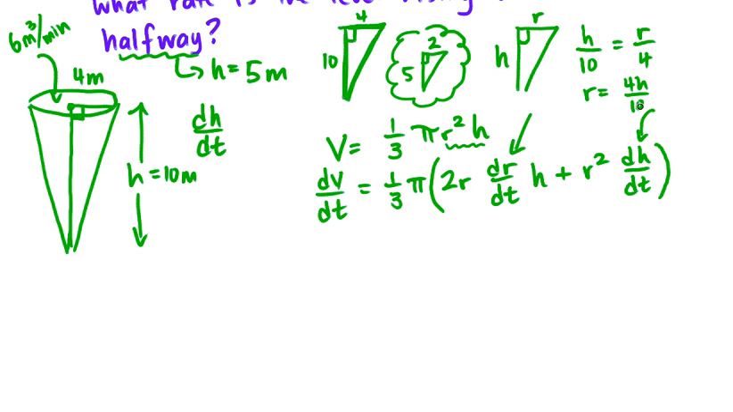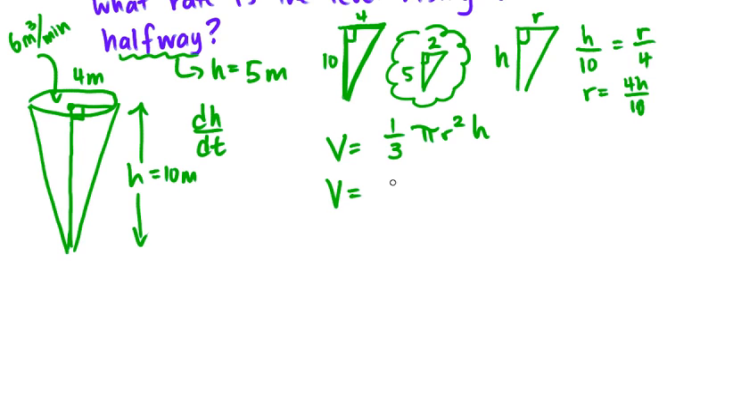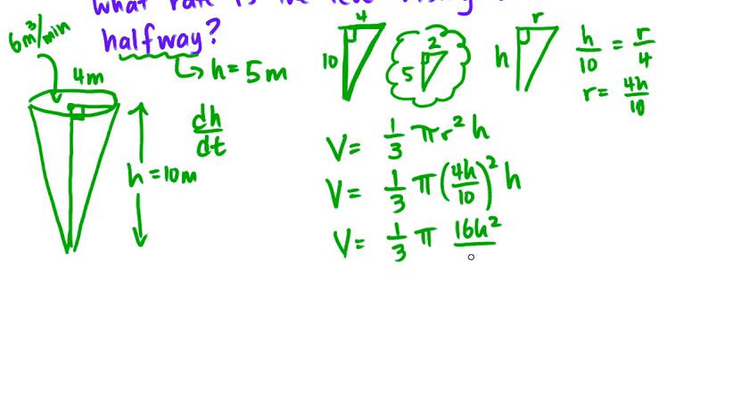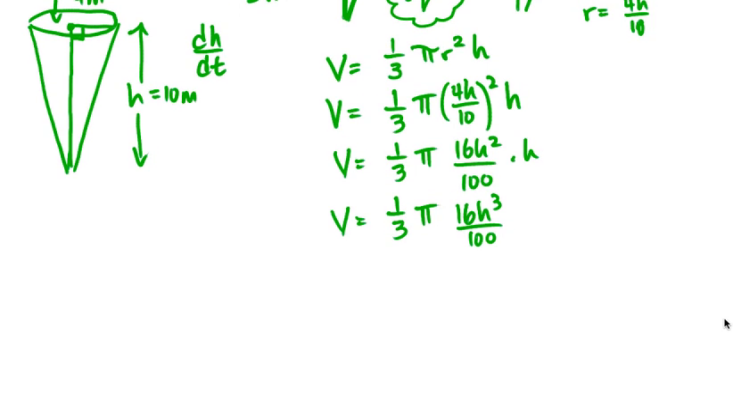And if we use that instead, so I'm going to go back a step here, then I get a new volume equation where I can substitute in, instead of the r squared, (4h/10) squared times h. And doing a little bit of manipulation, I get 16h squared over 100 times h, or a formula in terms of only h. So 16h cubed over 100. This is a much easier formula to take the derivative of with respect to time, and it also will only have one variable in it, which is dh/dt.